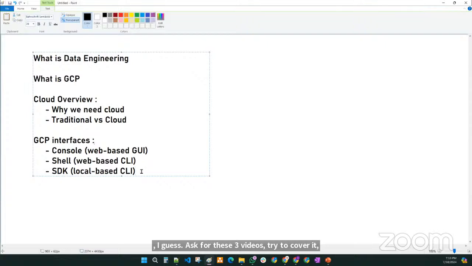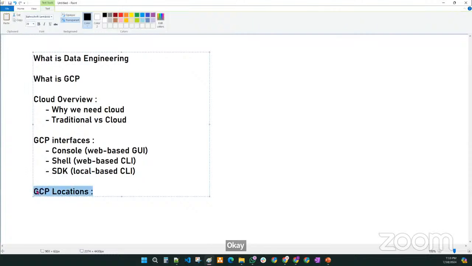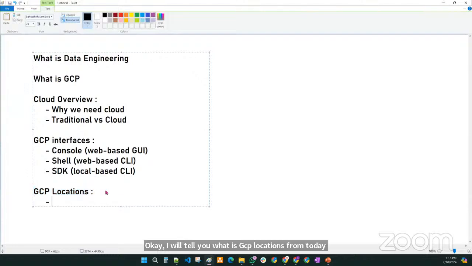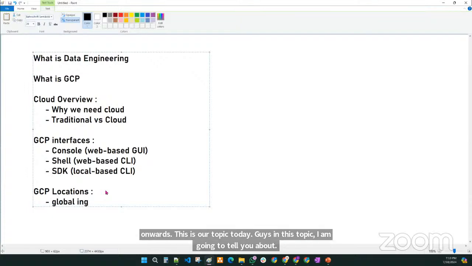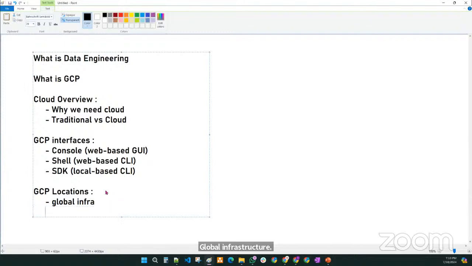Today I am going to start with one more topic, that is GCP locations. I will tell you what GCP locations are from today onwards. In this topic, I am going to tell you about GCP's global infrastructure: what is a location, what is a region, what is a zone, and what is the selection criteria. All of these things I am going to tell you about the GCP locations, guys.